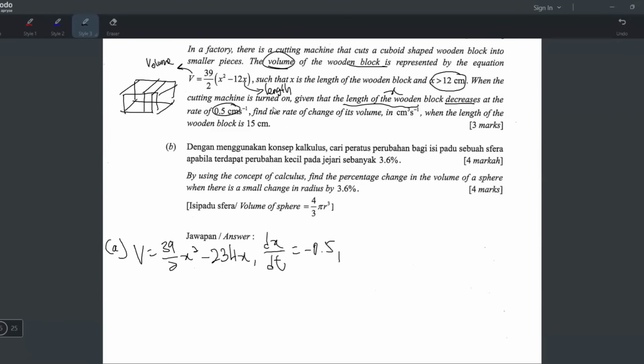Okay, now find the rate of change of volume. You see the word again, rate. So it will be over dt. But this time it's rate of volume. So atas you can use the dv lah, because v represents volume. And then this one dia nak cari, so I'll write question mark here. When the length of wooden block is 15, means x equals 15 lah. Because I told you already, right? X represents the length of wooden block.